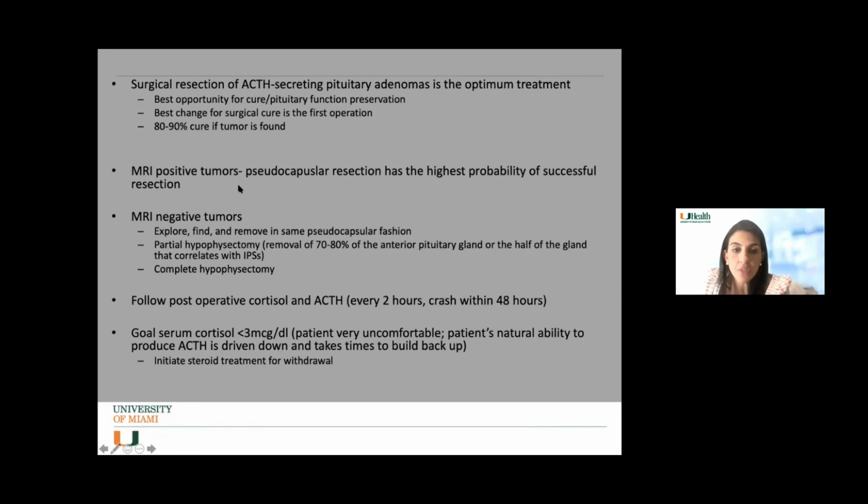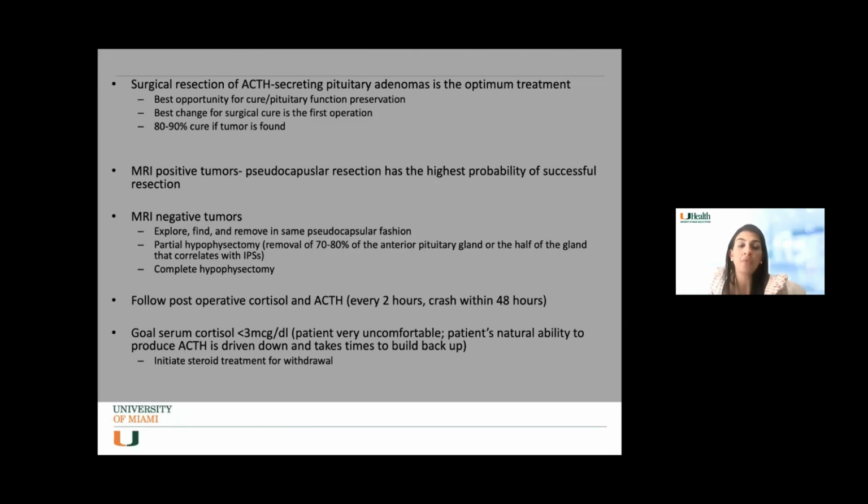In MRI-positive tumors, especially these microadenomas, pseudocapsular resection has the highest probability of successful resection. And this can be tough, right? Because you're going to go through somewhat normal gland. And so you really have to have experience to be able to determine when you're through the normal gland and now you've reached your pseudocapsule, and really work in a close manner to the pseudocapsule, but staying out of it, in order to get the whole tumor out for endocrine functional improvement, but also preserving your normal gland.